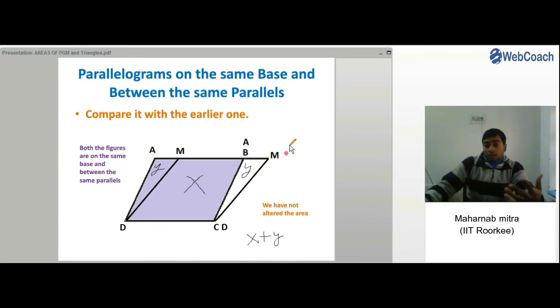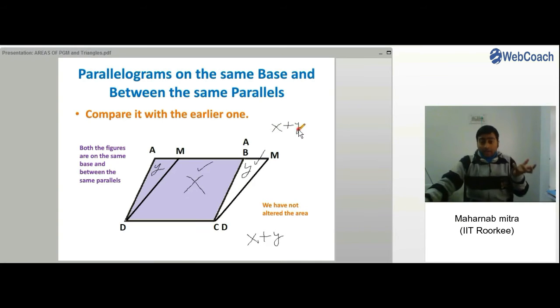Now what is the area of the new parallelogram, which consists of this X part and this part? You will see that the area has still remained the same, because we haven't added any area or taken away any area. We have just put one of its parts on the other side. So the area must remain the same, as we have seen just now.